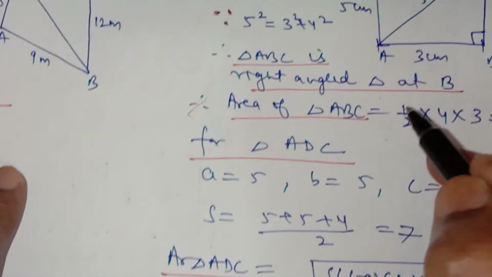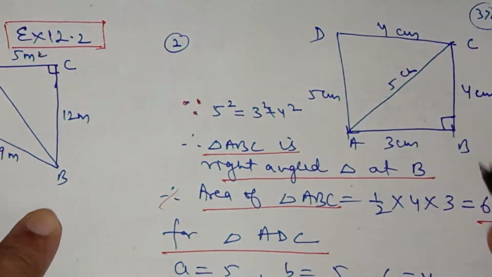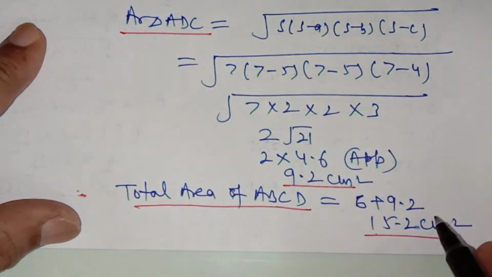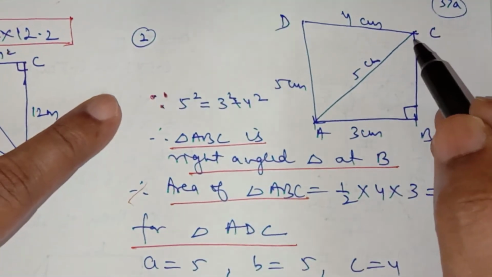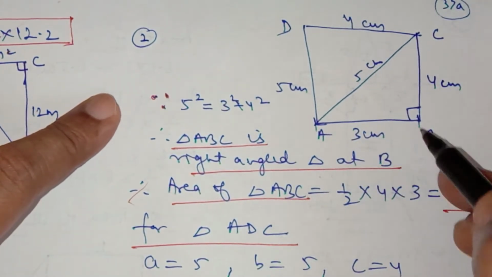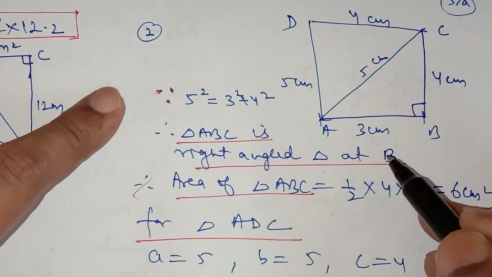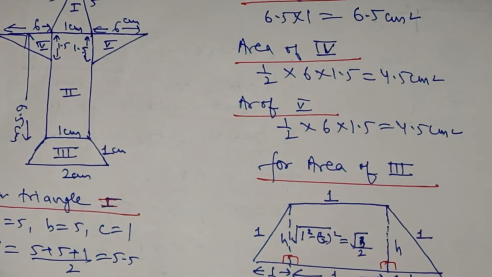So the area of this quadrilateral ABCD will be the area of triangle ABC plus the area of triangle ADC. Add these two: 6 plus 9.2 is 15.2 centimeter square. You can also find the area of triangle ABC by Heron's formula, because all three sides are given, and the area of triangle ADC also by Heron's formula, and then add. So this is question number 2. Now in question number 3, it is a somewhat lengthy question.